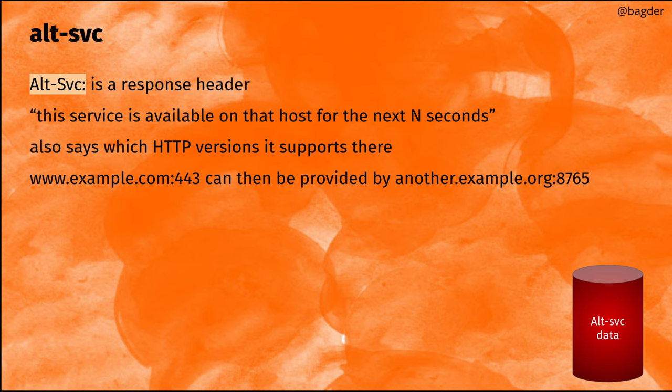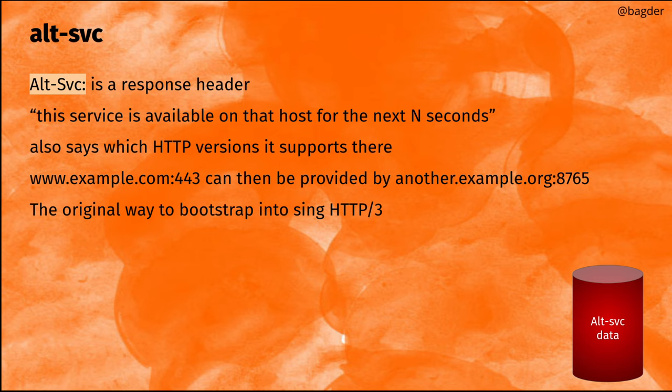For a while. So for example, example.com 443 might be provided by another example.org 8765. And so the next time you connect to example.com 443, curl might actually connect to the other site and the other port number, because that's what the alt service cache said. This is the original, specified way to bootstrap into using HTTP/3, because the alt service header also says which HTTP versions are supported on this other host.